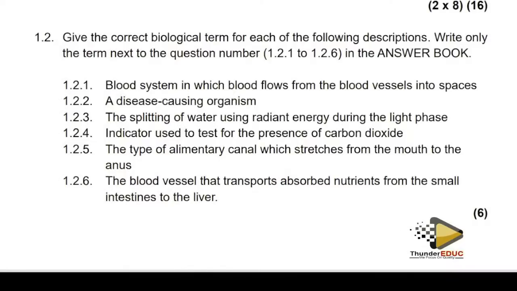I was saying that the blood system in which blood flows from the blood vessels into space. So how do you call that? From the blood vessels, it comes out and then it bathes the cells. Because it is in the tube and then it goes to the cells, it is open. Therefore, it becomes an open blood system, or open circulatory system.